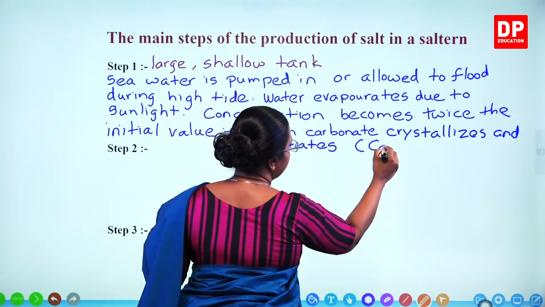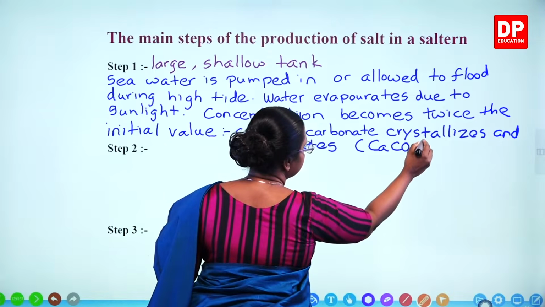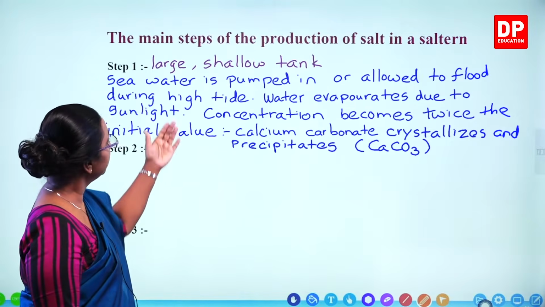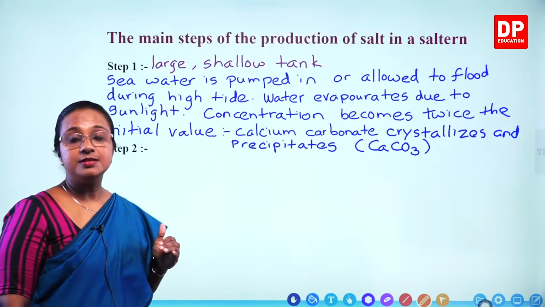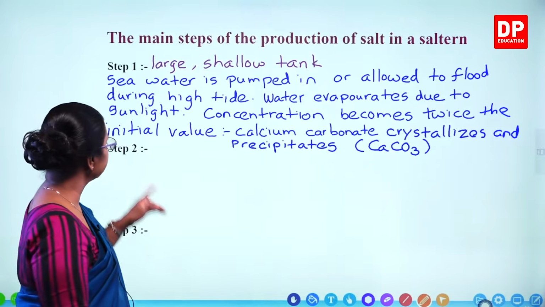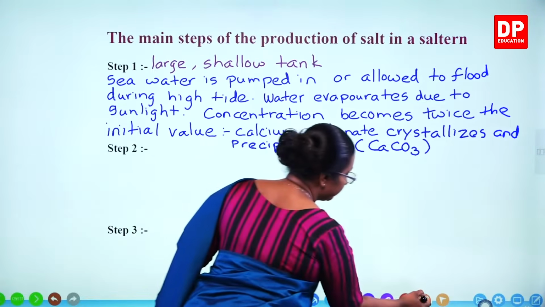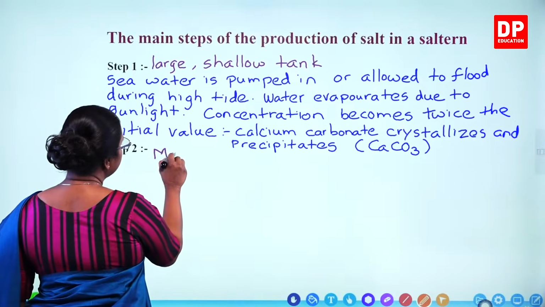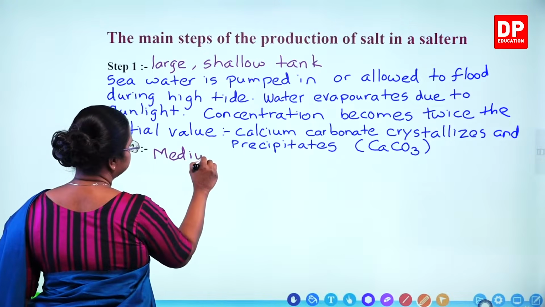That is calcium carbonate in the first tank. Then what do we do? The water is pumped into the second type of tanks, that is the medium tanks. So here we have the medium tank.